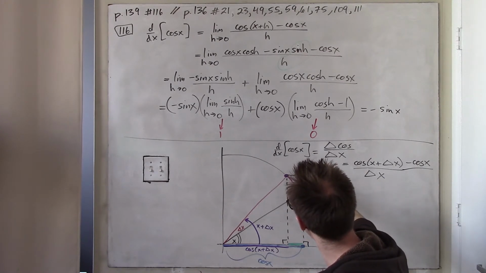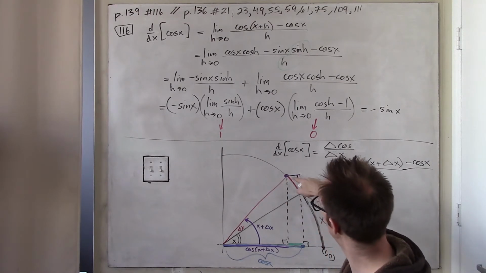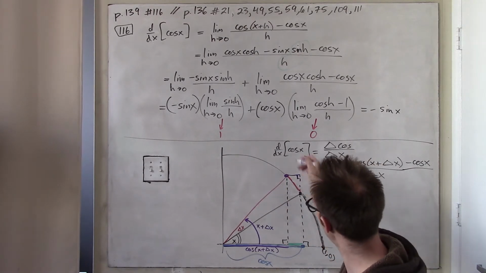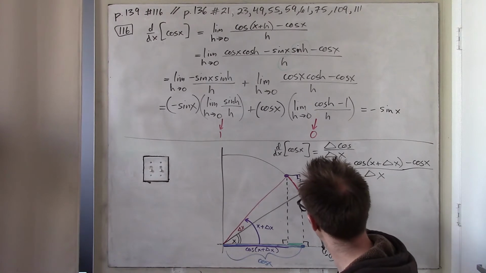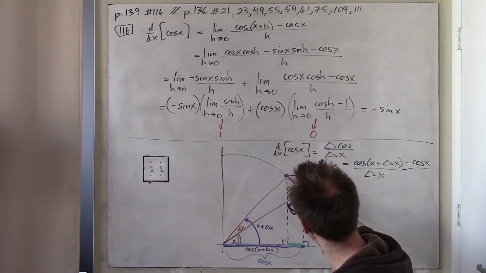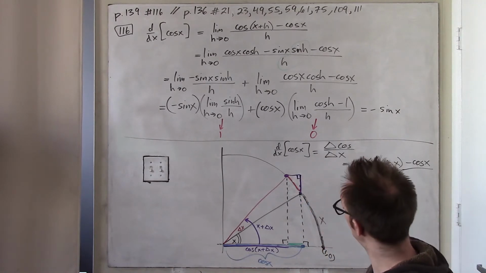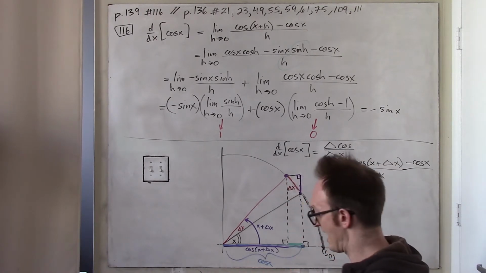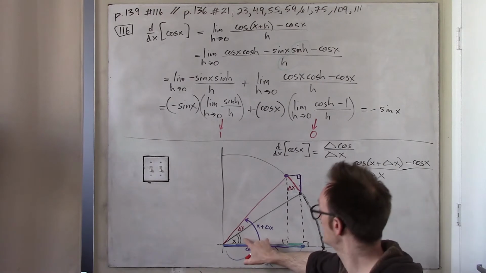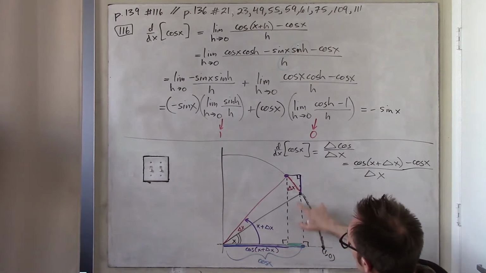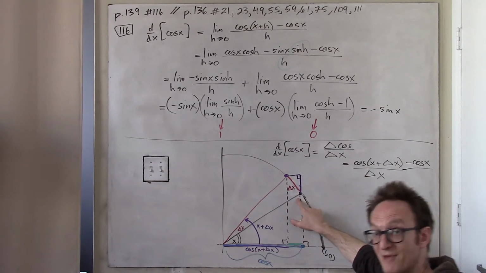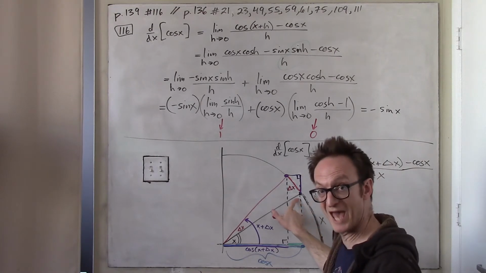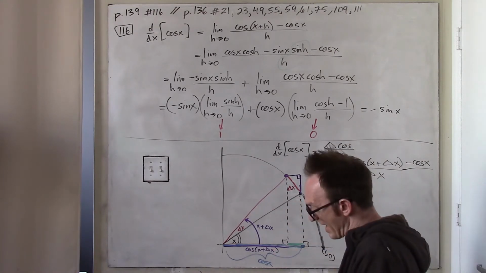Okay, so what have I done? I've extended this line horizontally and this line vertically, and so really it's this little triangle that I need to care about. This is delta x. This is what I did last time. That's delta x. And this little angle here is x. But since this is a right triangle, this little angle here is the complement of x. It's the angle which added to x makes 90 degrees, or pi over 2.